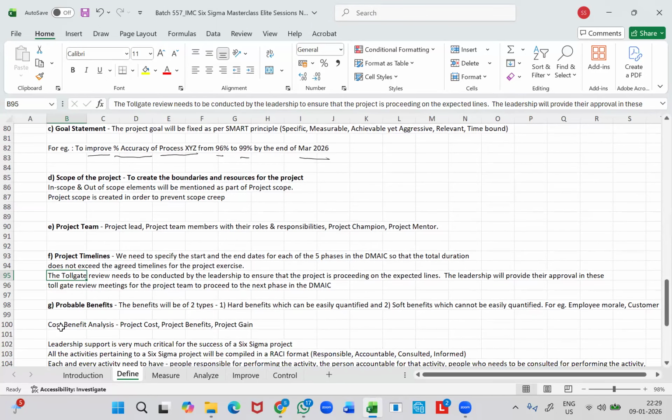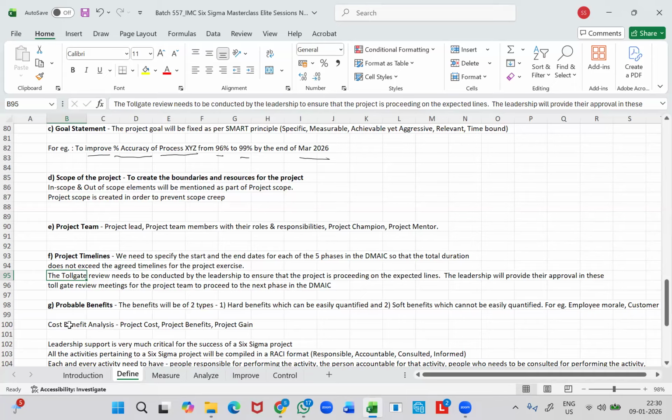And finally, we have probable benefits. Here I've quoted only probable benefits, so approximate benefits, right? The actual benefits we can calculate only after the project is closed successfully. The probable benefits will be of two types. One is called the hard benefits, which can be easily quantified and expressed in dollar terms. And the other one is called the soft benefits, which cannot be easily quantified.